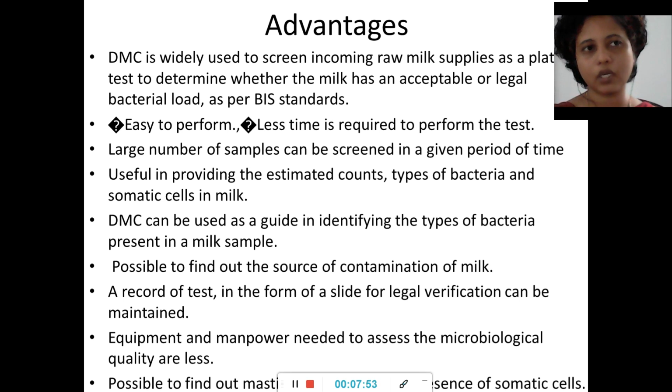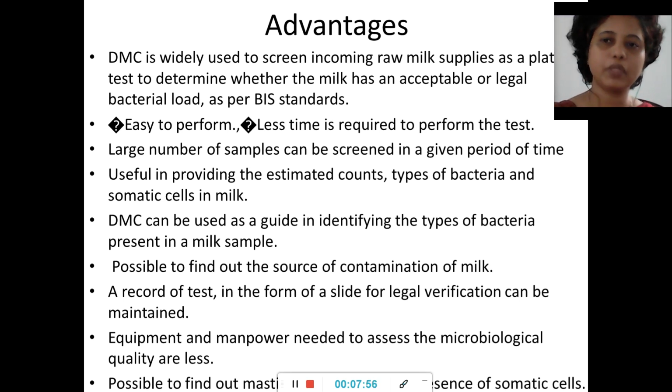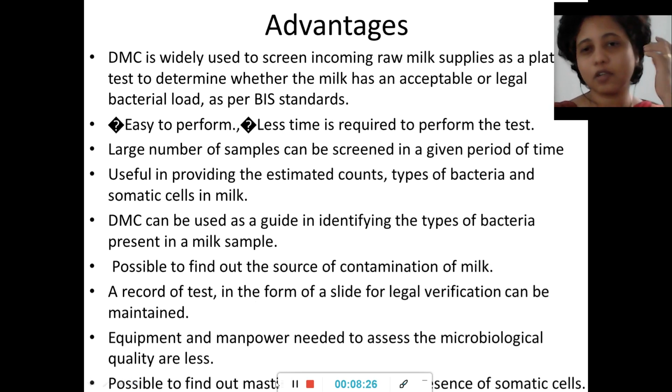I told you, you can take the smear from one area as well as from another area also. So depending upon the source, if one area has the clumping and the microbial count, you can guess that that is the site of the source of contamination. And a record of the test in the form of a slide for legal verification can also be maintained. The equipment and manpower needed for this microbiological test are found to be less, and it is also able to find out mastitis and the presence of other somatic cells in the milk samples.